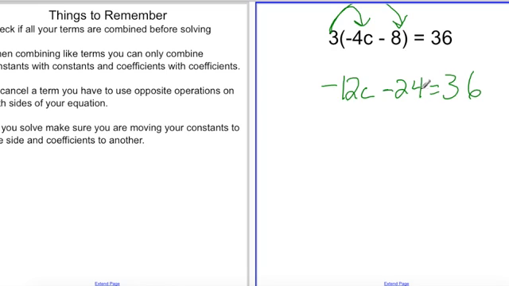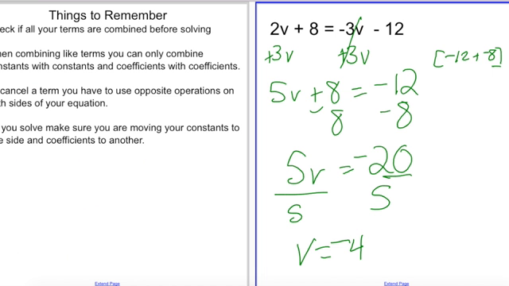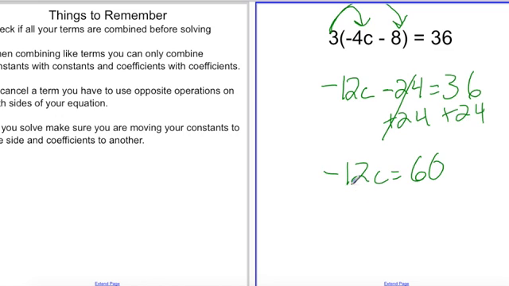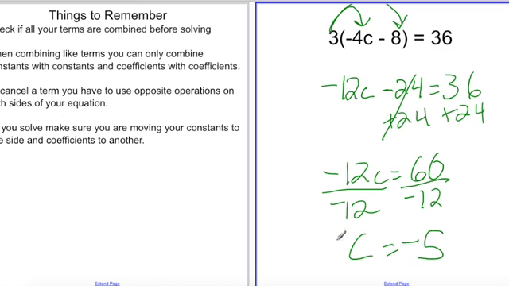Now from here, I have a pretty similar problem, similar to the last ones we've had. As you see, we've got a simple linear equation. So what I want to do now is add 24 to both sides. So this will cancel out because they're opposite operations. I have negative 12c equaling 60 now. And now I'm going to divide both sides by negative 12. And you'll see I get a value of c equaling negative 5.